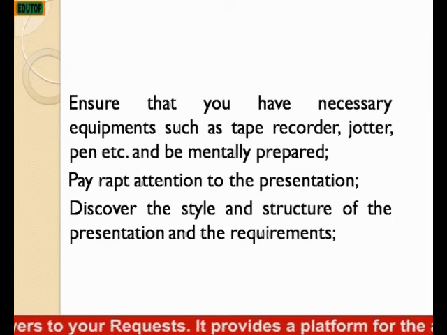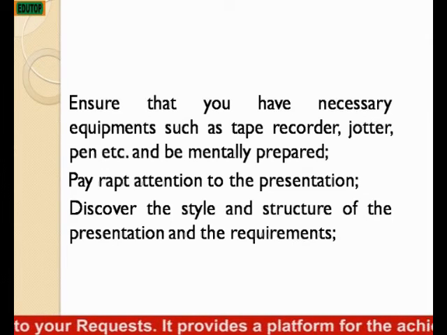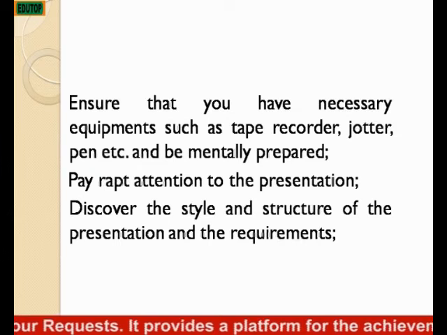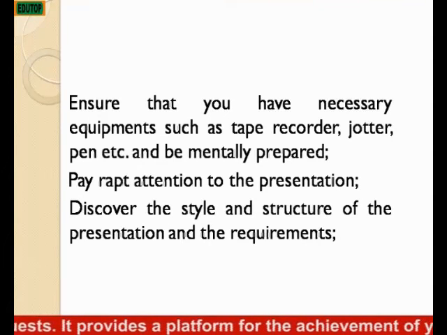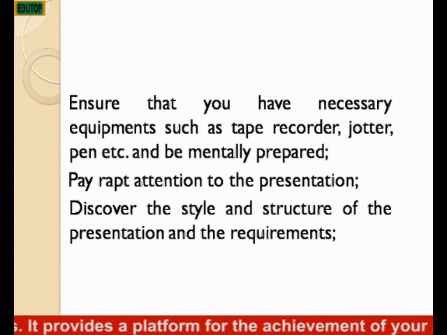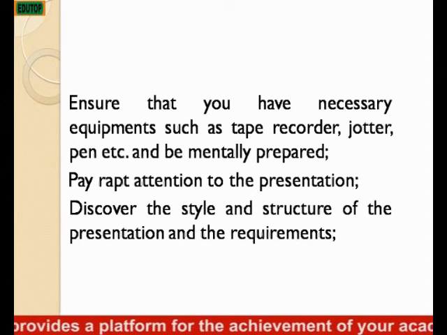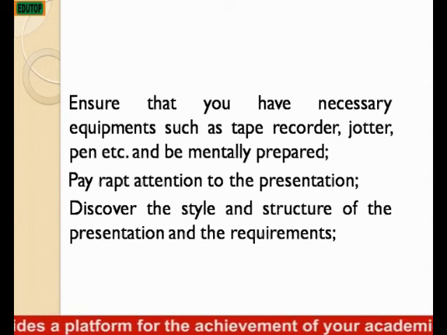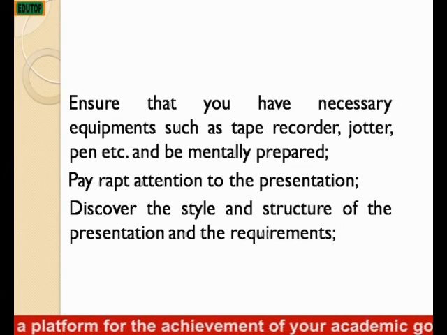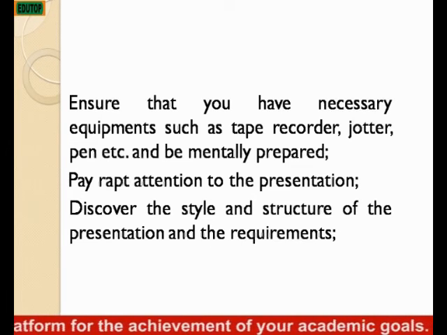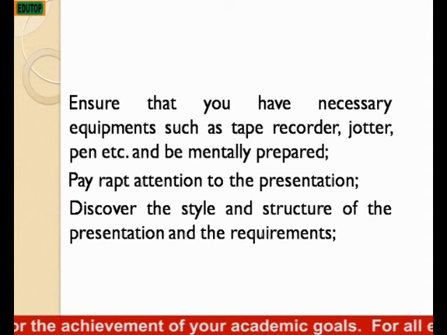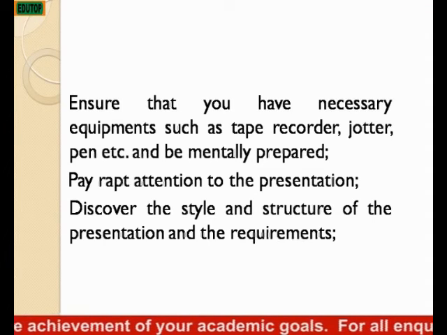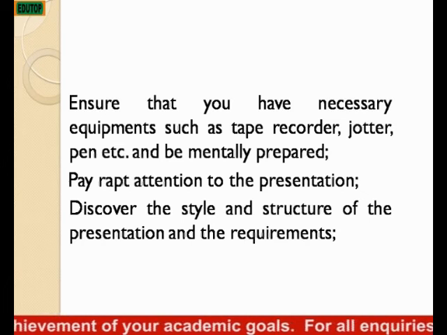You also pay rapt attention to the presentation. Don't be distracted. If you pay rapt attention to the presentation, you have a fulfilled listening. And lastly, discover the style and structure of the presentation and the requirements. This explains discovering the style of the presenter and the structure of the presentation and other requirements of the presenters.